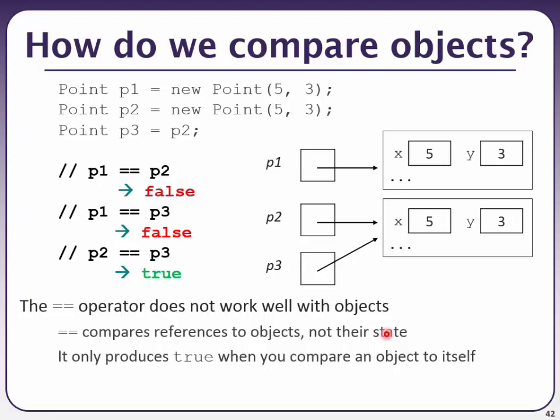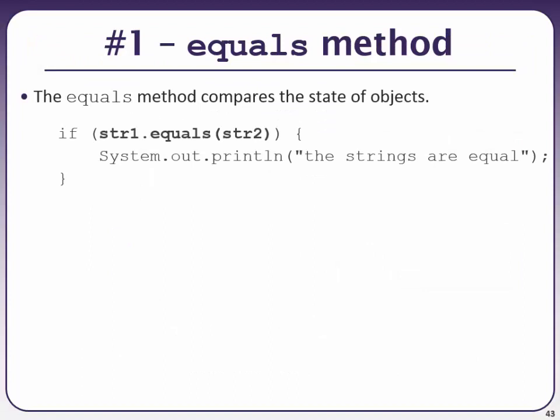So first, we need to use those methods to compare objects, as opposed to using the equal operator. And two, we need to make sure we override those methods so they implement the behavior that we want to compare objects. So let's take an example. There are two methods we're going to talk about. The first such method is equals.